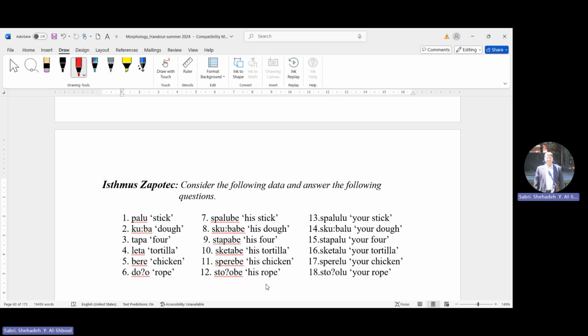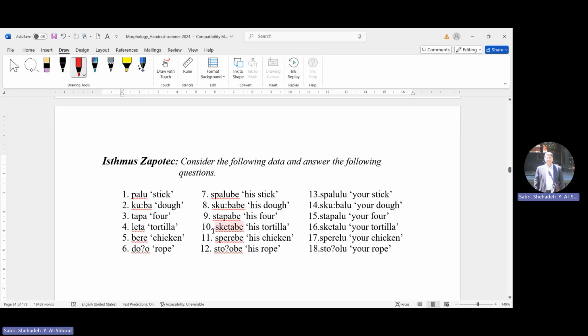Today, we are going to look into further pieces of evidence on the interaction between the morphological analysis and maybe some other contexts like phonemes, idiosyncratic changes in the word forms, or other morphemes in the word forms. So here, let's have a look at Isthmus Zapotec, which is a Mayan language.